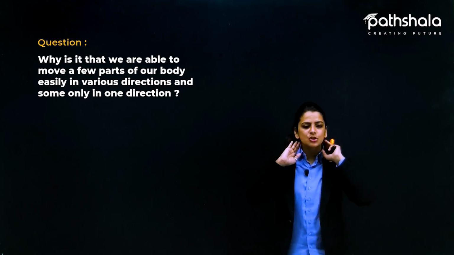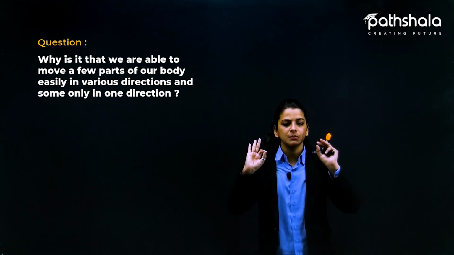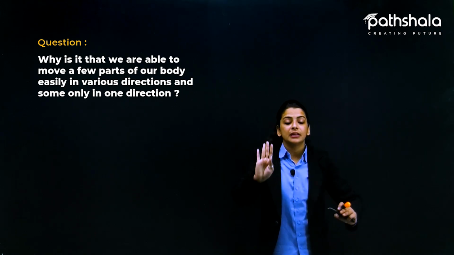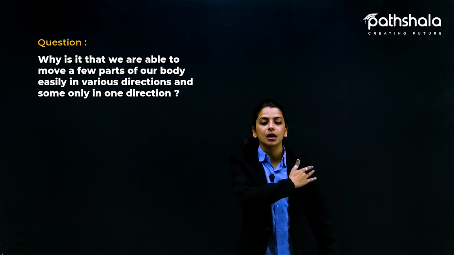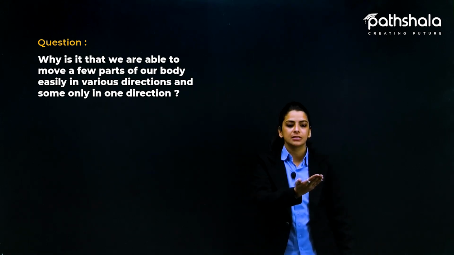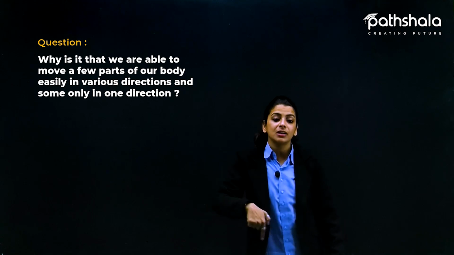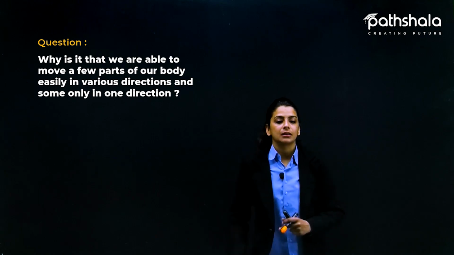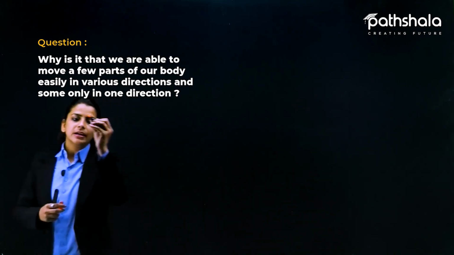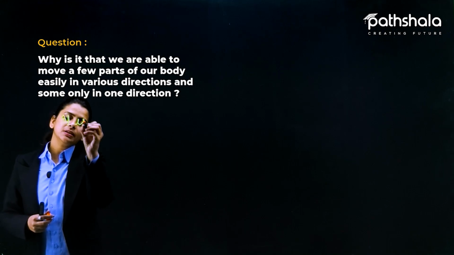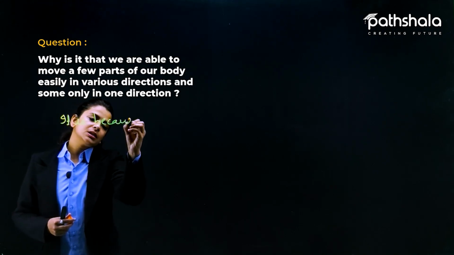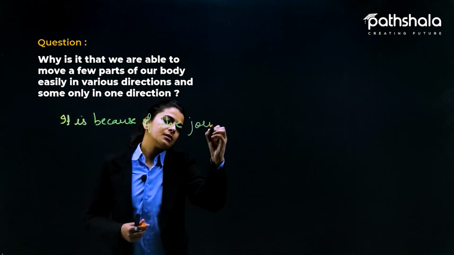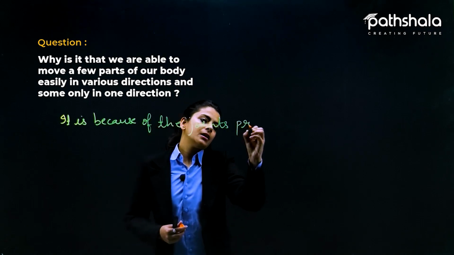So for example, if the joint is a little stiff, in a stiffer manner, you will not be able to move your neck completely. But in the case of the joint present in the shoulder area, you will be able to move your hand more easily. So that also depends on the kind of joint that is present in our neck or in our shoulder. So it depends on that. So here we will write: it is because of the joints present in our body.